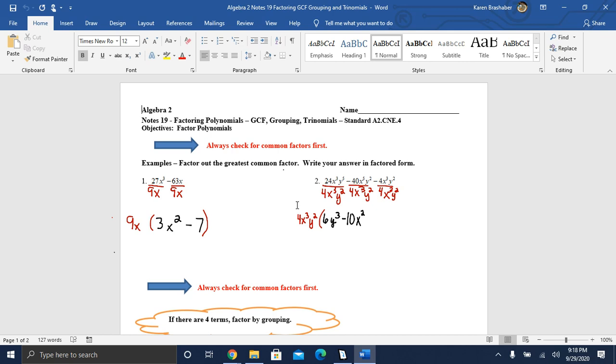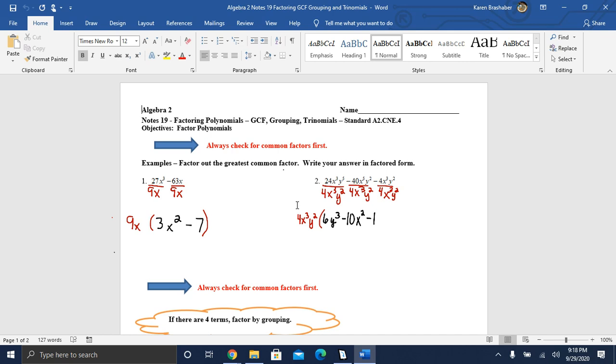And then for my y's, I have y to the second divided by y to the second. When I subtract those exponents, I get a 0. The y's are gone. Finally, I have negative 4 divided by positive 4. And don't be fooled by that. That's negative 1.